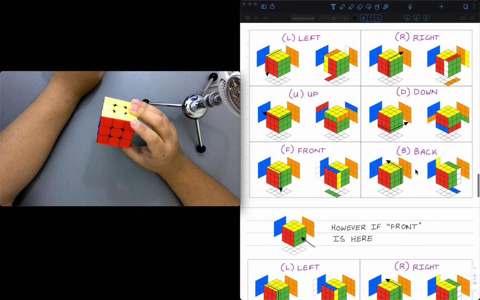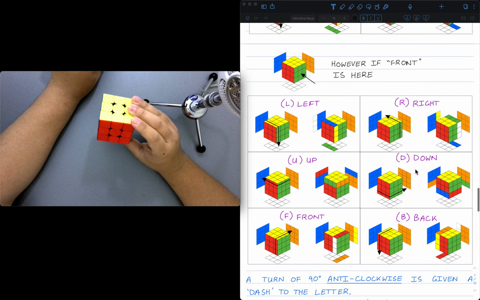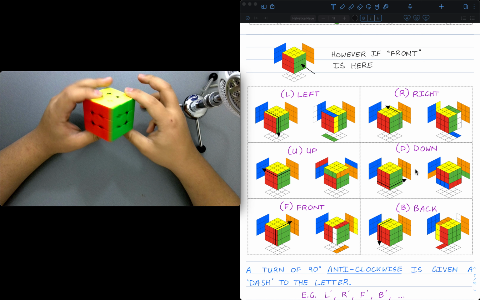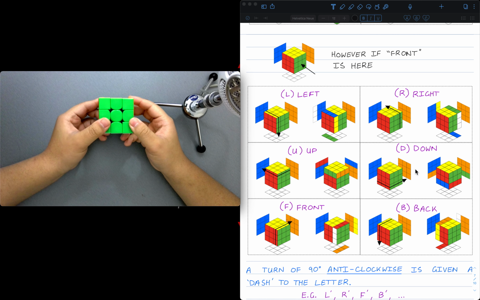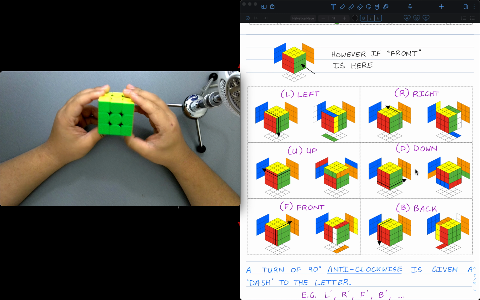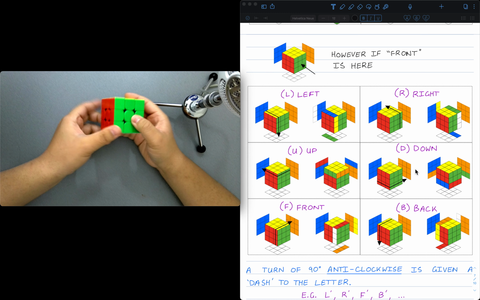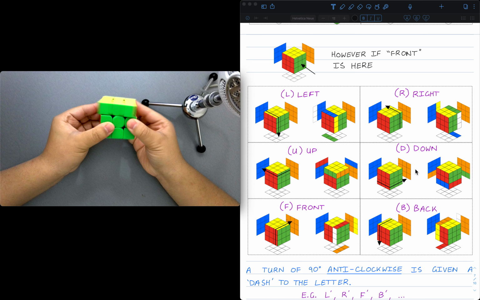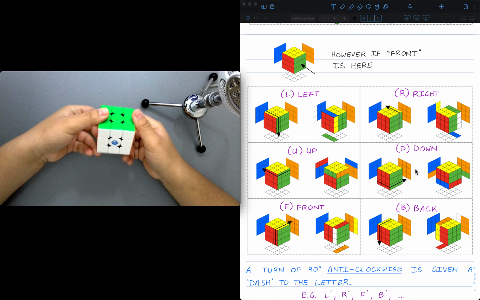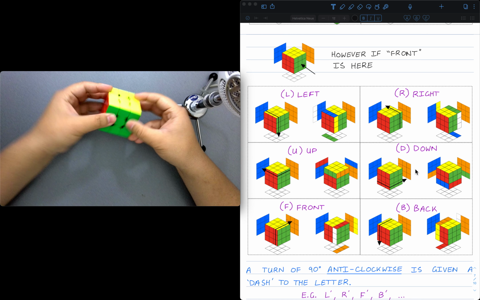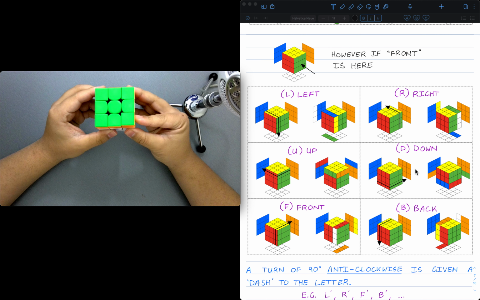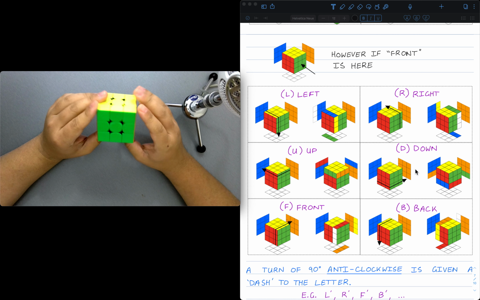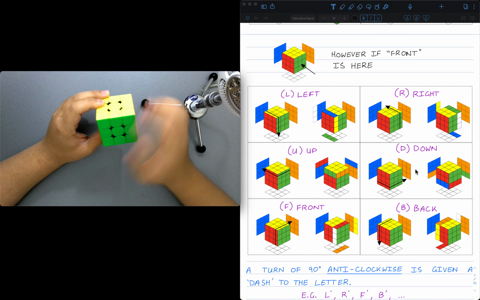But if this were front, I could easily decide, oh, this is going to be front, so I'm going to hold it like this. And then from here, this is front. So if this is front, left is now here, right is now here, up is this way, down is this way, front is this way, and back is this way. Hope you get the idea that front is wherever you determine it to be.